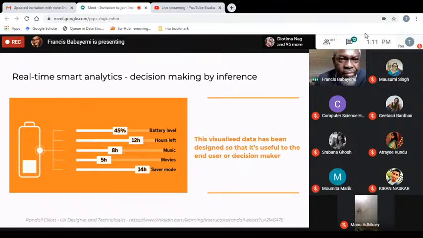Am I going to listen to music for 8 hours, or am I going to watch a movie for 5 hours, or am I actually going to put it on saver because I'm traveling, I need to use it for my navigation? Okay, so these are the kind of capabilities we're going to see much more improved. This visualization of data has to be designed so that it is useful to the end user for decision making.